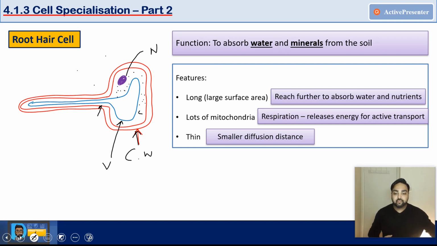Okay, right. Hopefully that made sense. If it doesn't, pause, go back. I'm going to move on to the next type of cell. You ready? 3, 2, 1.